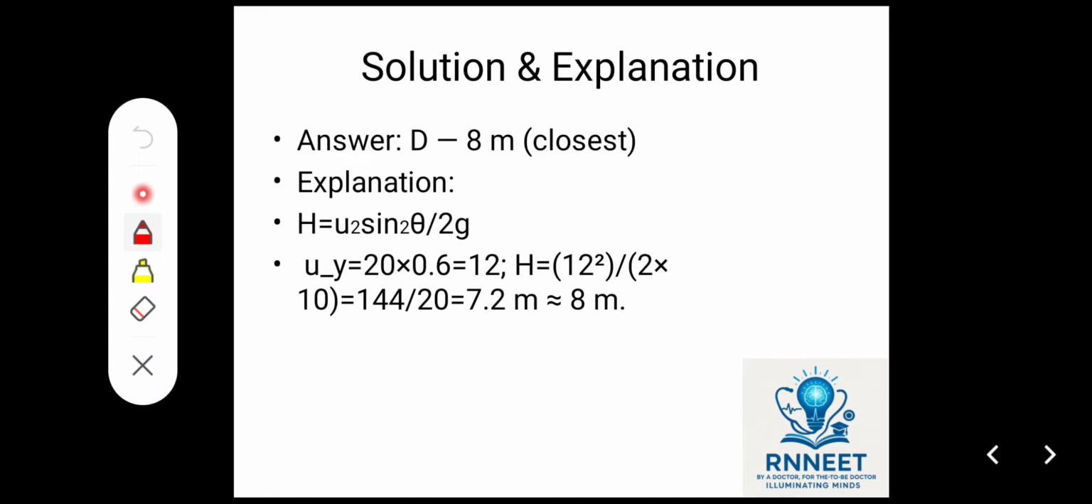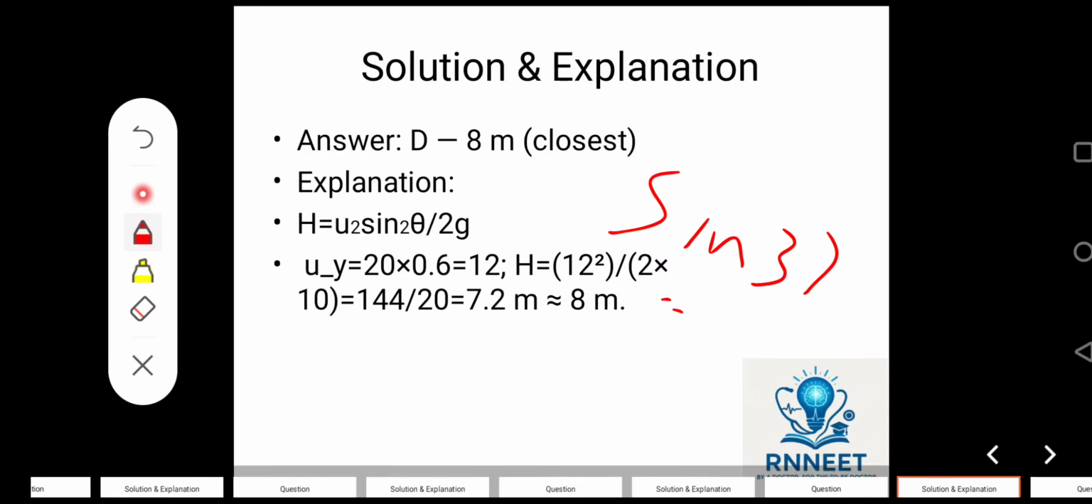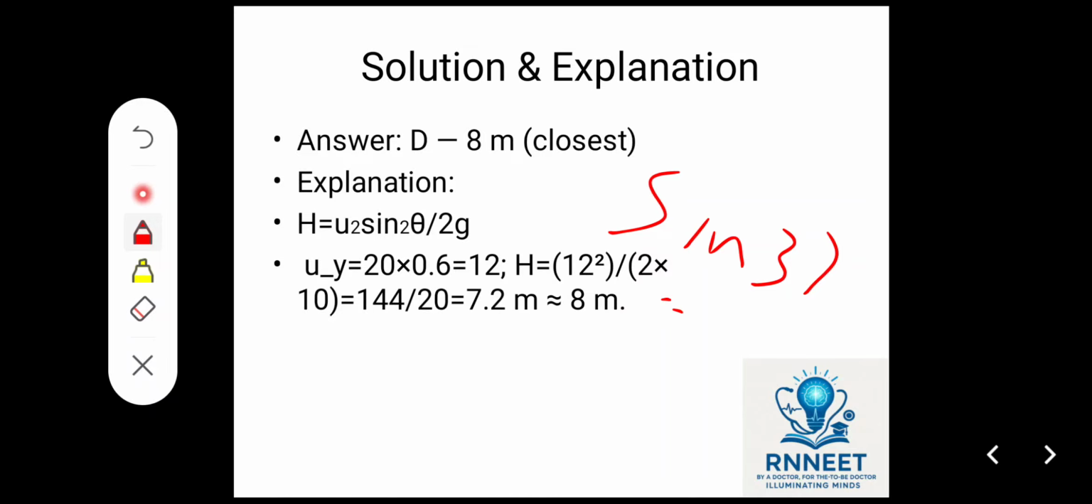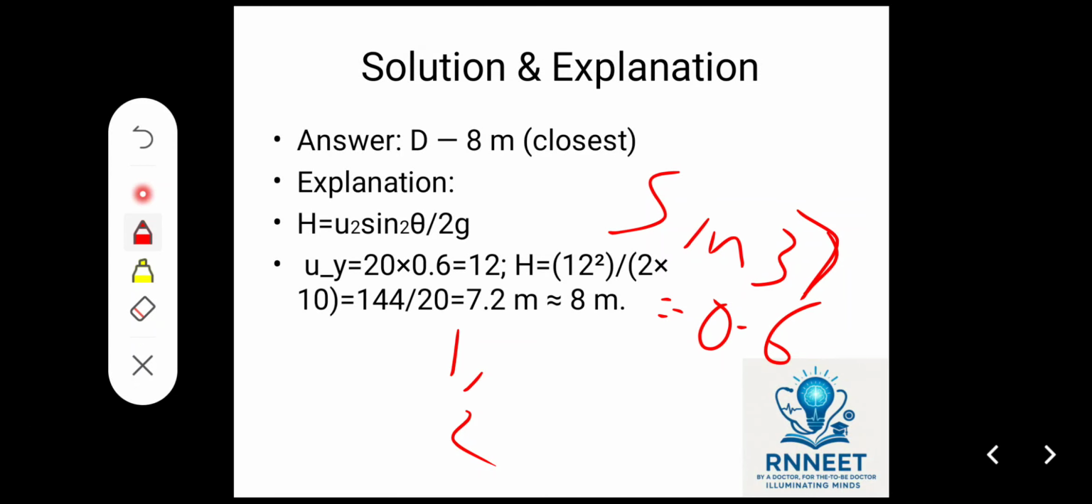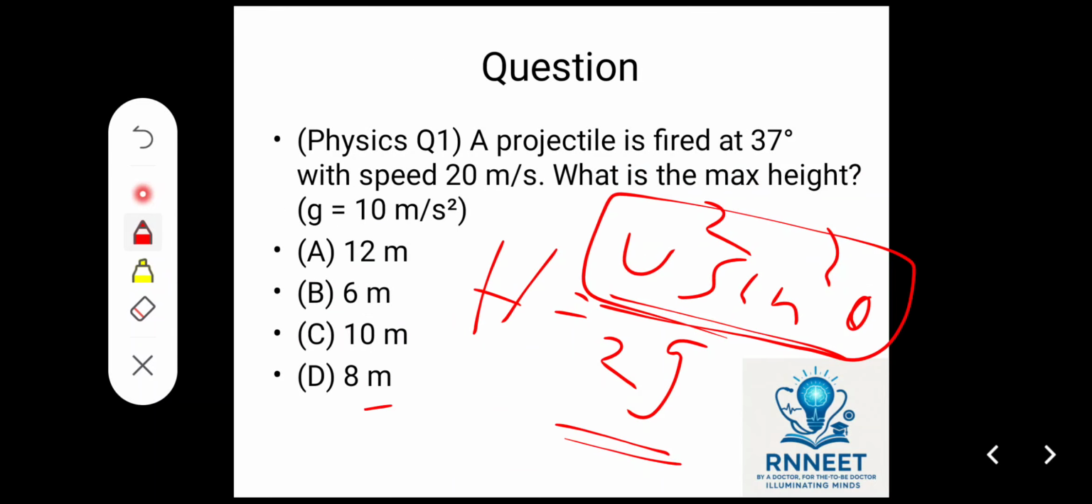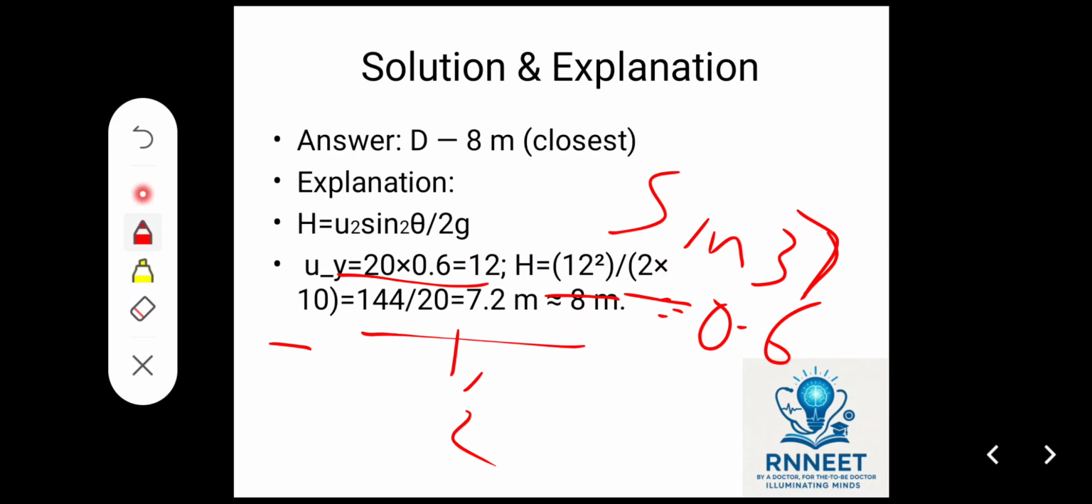And what is u sine theta? U is 20 and your sine theta is sine of 37 degree. How many of you know what is sine 37 degree? Simple. Sine 30 degree is half, that is 0.5. So sine 37 degree should be 0.6. Just remember it is 0.6. Okay, so you get that as 12. So all you have to do is 12 squared divided by 2 into 10. Answer is 7.2. So the answer here closest is 8. So you put the closest answer.